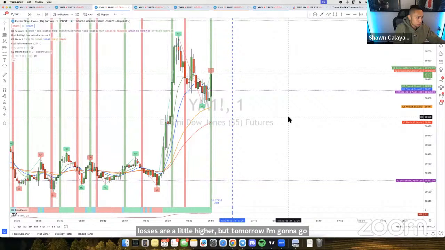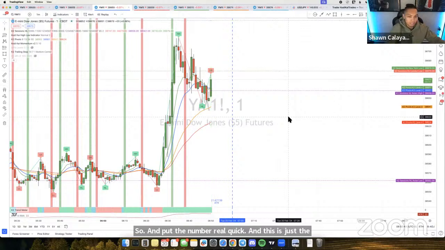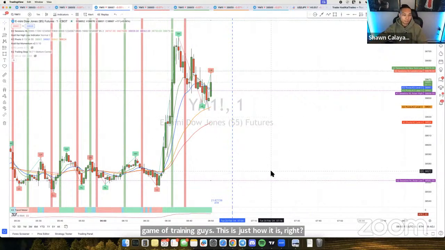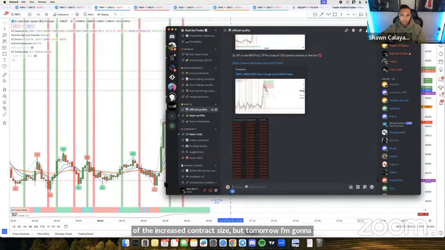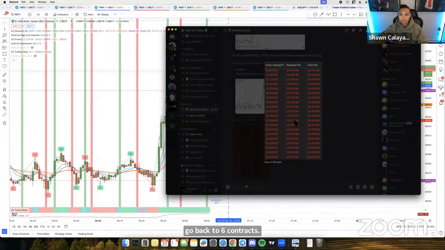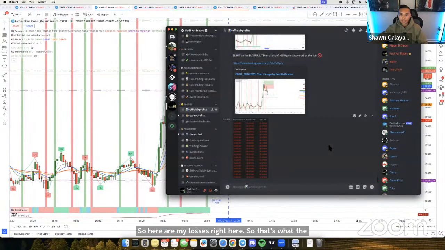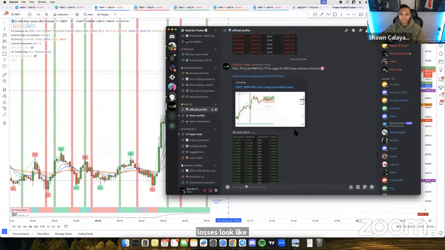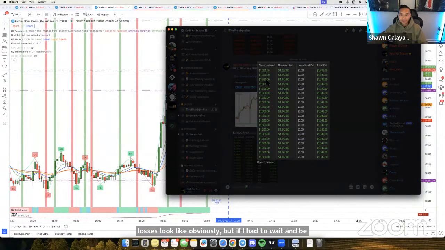Let me put this over here real quick. And this is just the game of trading, guys. This is how it is. Here are my losses for the day. They look really bad because of the increased contract size, but tomorrow I'm going back to 6 contracts. Technically it would just be 1 account. So that's what the losses look like, but if I had won, it would be the opposite. It would look the same, but just in green.